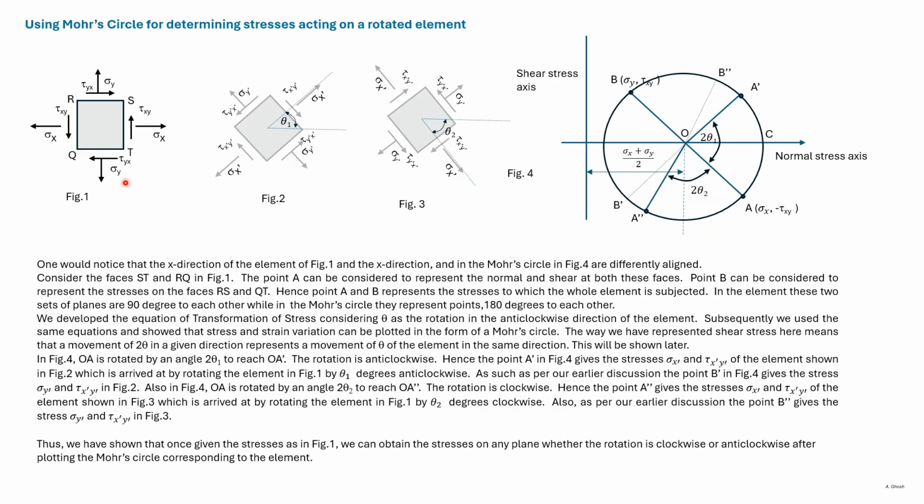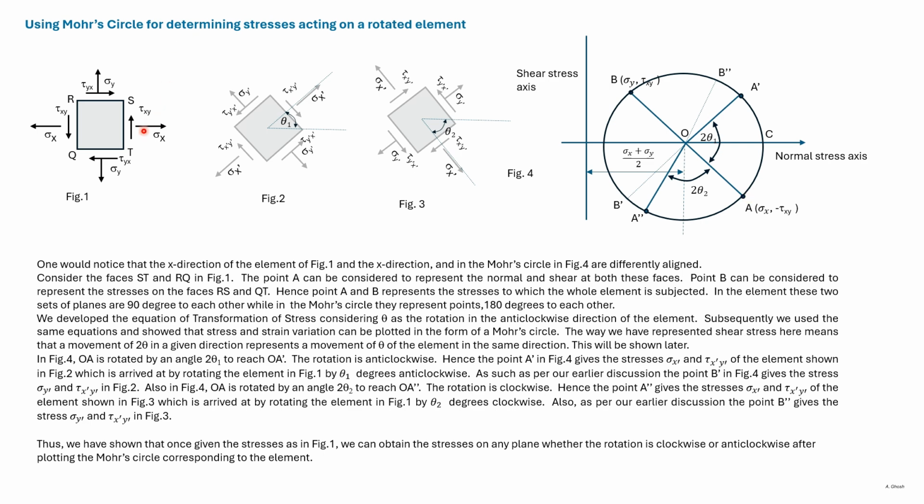Consider an element as shown in figure 1, on which the stresses acting are known. We assign the points Q, R, S, T in order to designate the faces. Mathematically, we draw the Mohr circle considering rotation of this element. As earlier discussed, we plot the stresses acting on the elements first. So the stresses acting on the faces ST and QR are plotted as A.